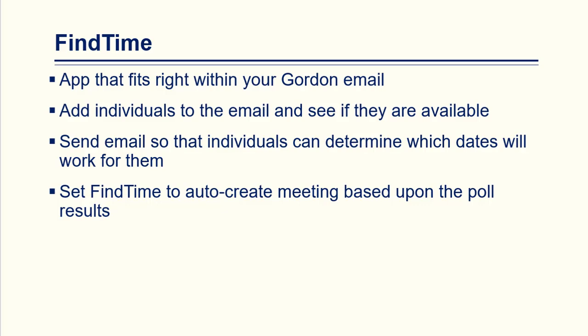It also allows you to send the email to those individuals so that they can determine which dates work for them or which are best for them. You can even set the FindTime app to auto create a meeting based upon the poll results, what common times were there, as well as how early you want it. So in this case, it might be that 5 times are available. Everyone can meet on those 5 dates, but it's going to schedule the first one available.